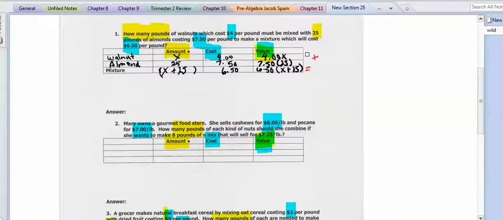We get rid of these two. These two are added. They're going to equal that. So let's go ahead and write our equation down. So we've got $4 times x plus $7.50 times 25 is going to be equal to $6.50 times x plus 25. Okay, so now we have our equation written.